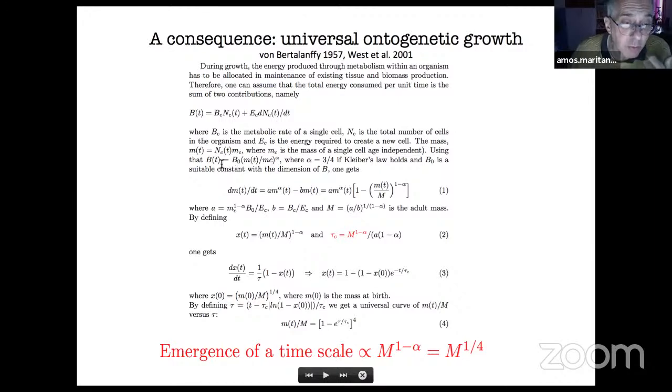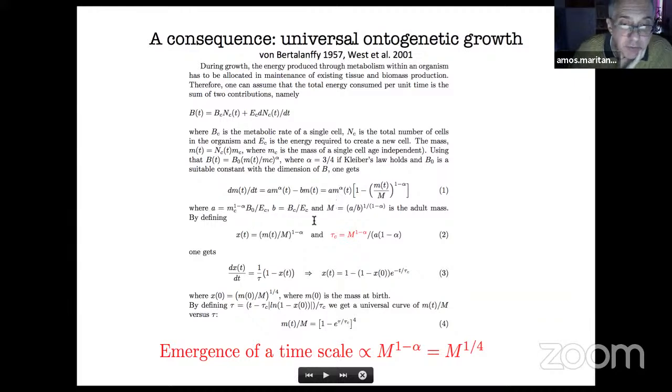B naught is some constant in order to fix the right dimension, and alpha can be taken 3/4 if we believe in the Kleiber law. So this equation is transforming this one, where the first term comes from M to the alpha, it is the Kleiber law, the second term is from the maintenance, and this is dm over dt. So we get this equation.